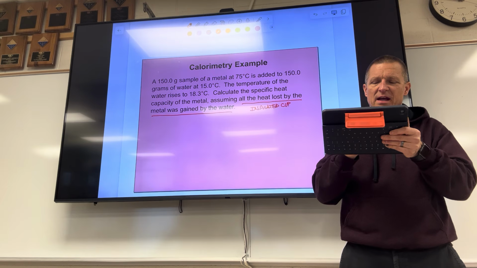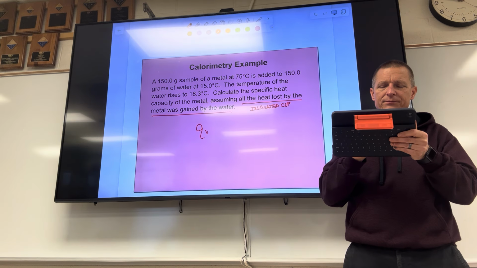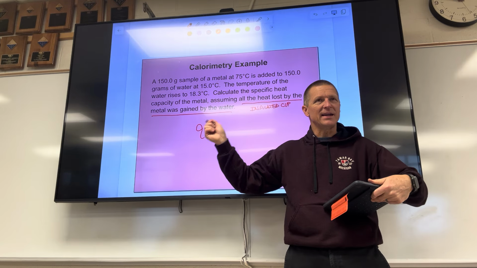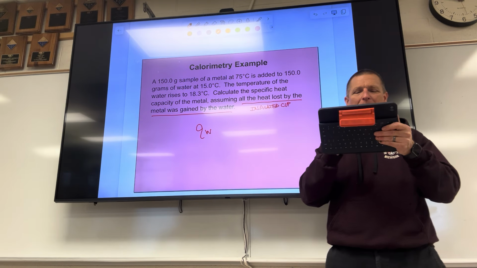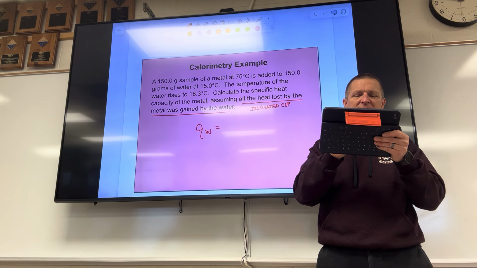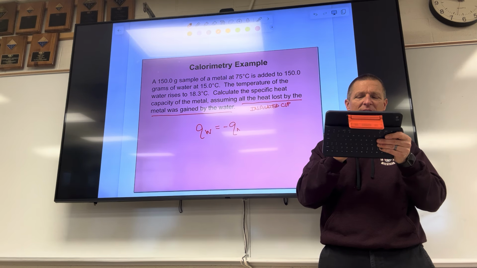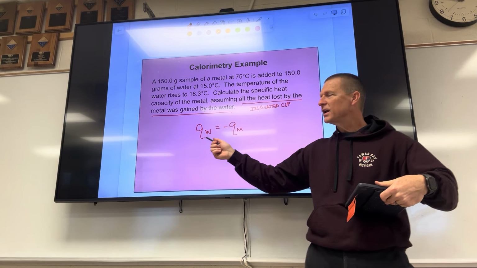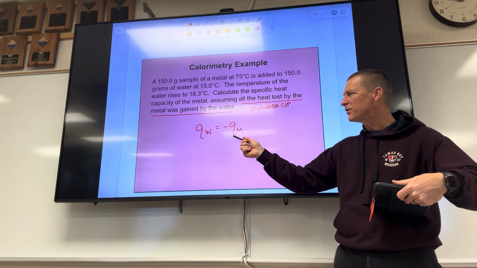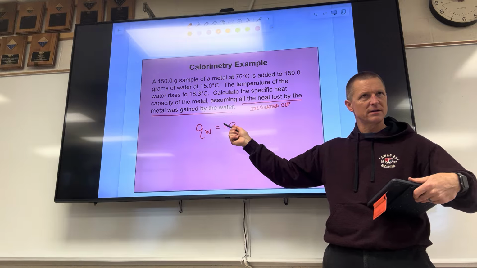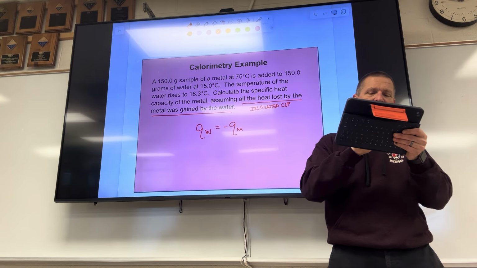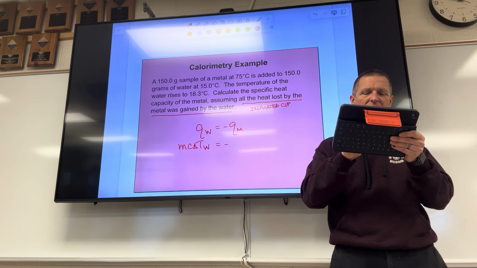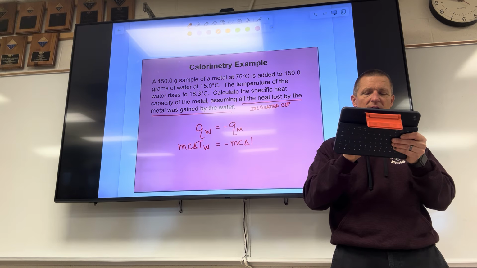Well, that means this: the amount of heat, Q, remember Q represents heat, E equals Q plus W. The amount of heat that the water gained is equal to the amount of heat that the metal lost. So I'm going to say Q_W, this is the amount of heat the water gained, is the same energy as the amount of heat that the metal lost. And that means that mc delta T for the water equals negative mc delta T for the metal.